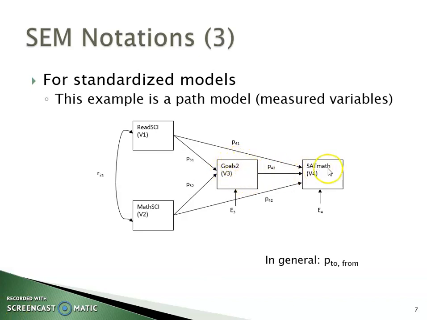Finally, for the two endogenous variables, V3 and V4, we know they have a variance of 1 in a standardized model. So for the error component, it's 1 minus what can be explained by the structural relationship. So we do not need to estimate the variance of the error component. Alright, so hopefully this will help you to understand the models, the diagrams in the future.